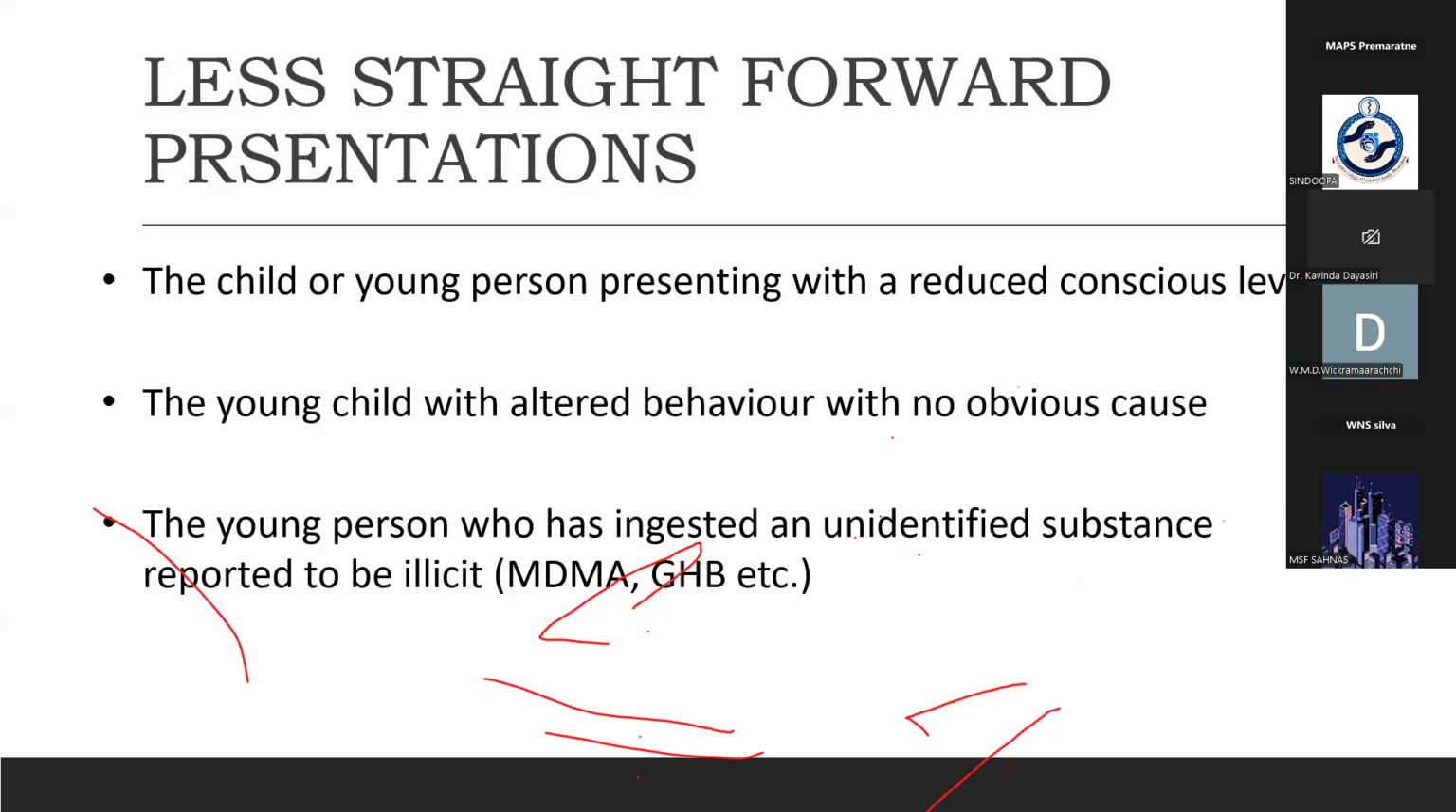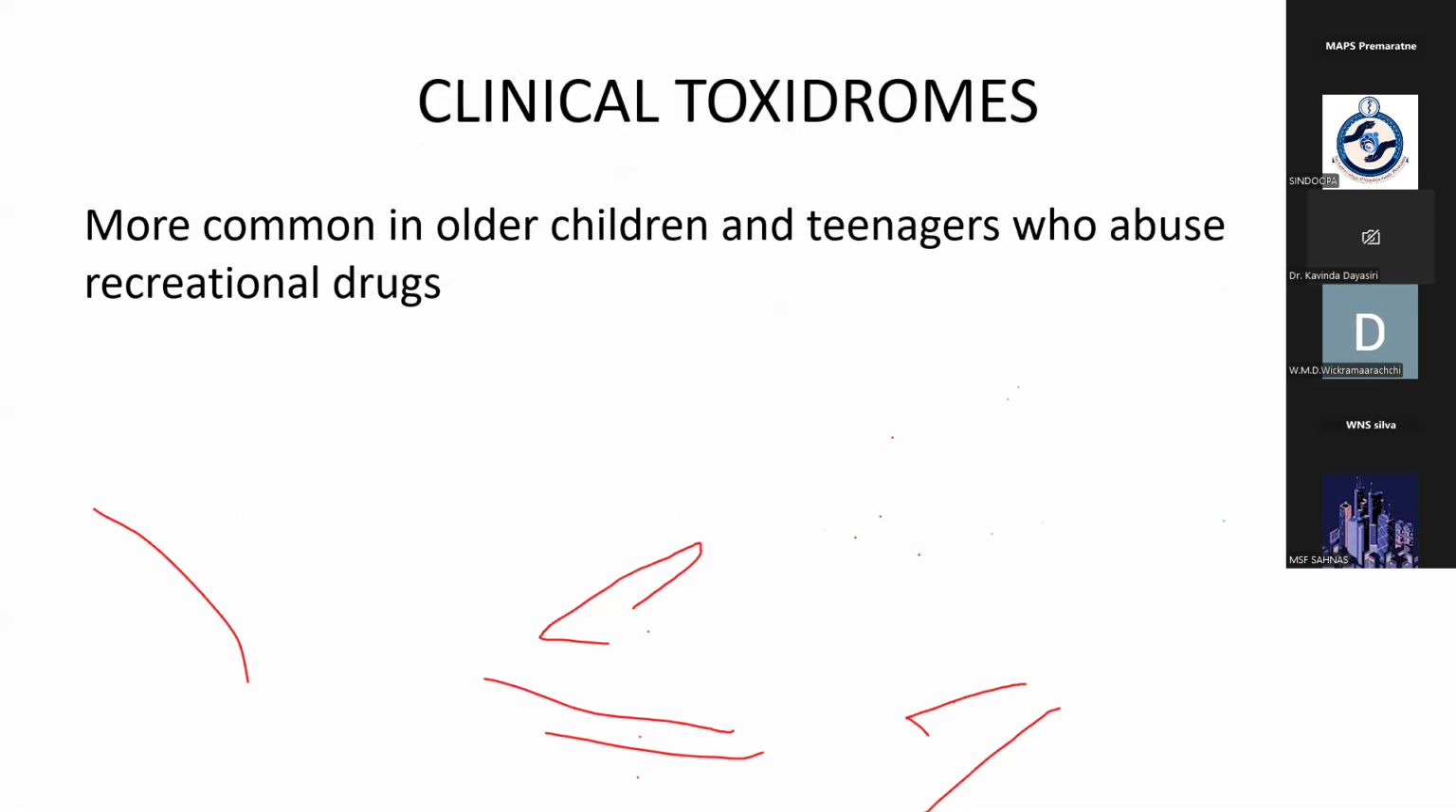And there are a few less straightforward presentations. For example, a child might present with neurological symptoms, deteriorating level of consciousness, or a child might present with altered behavior with no obvious cause, or sometimes a younger person or a teenager might present quite agitated, in a delirious manner after ingesting a recreational drug. So these are again toxicological presentations that you might encounter in children, and they encompass this broad group of clinical toxidromes.